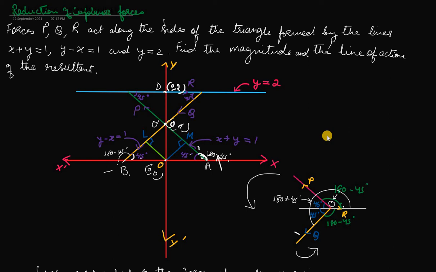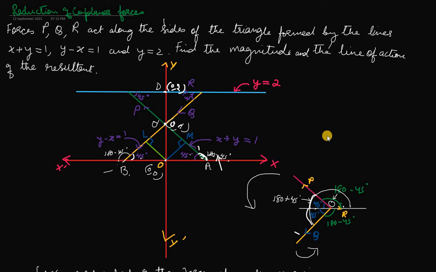And for the second line, since it is moving downward, it will not rotate in the clockwise direction, but it will rotate in the anti-clockwise direction. That is, the angle from here to here is 180 minus 45, and from here to here it is 45. So 180 minus 45 plus 45 will give you 180.